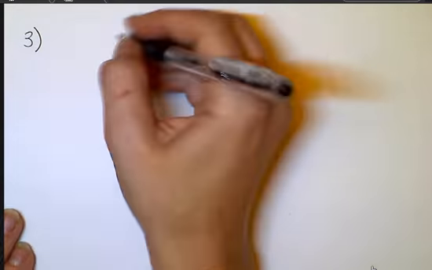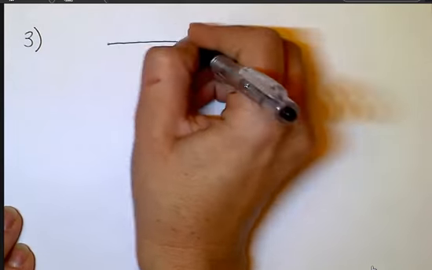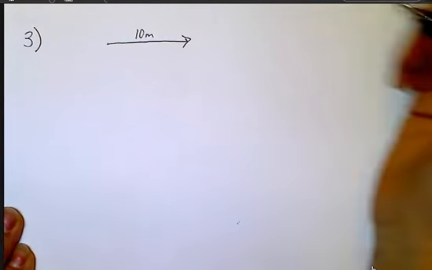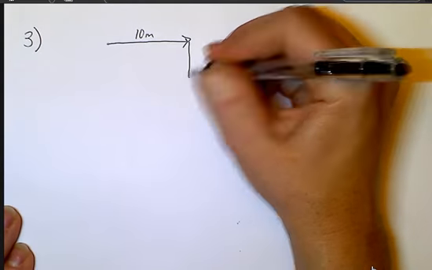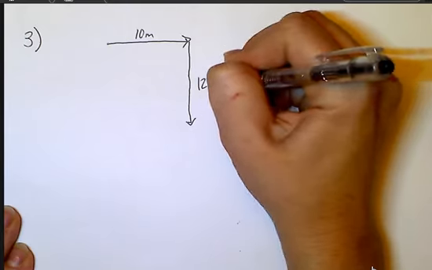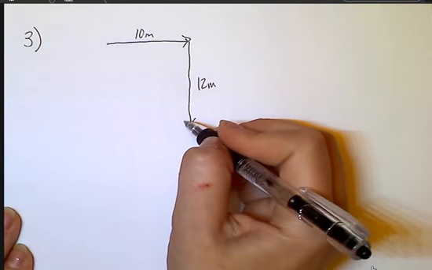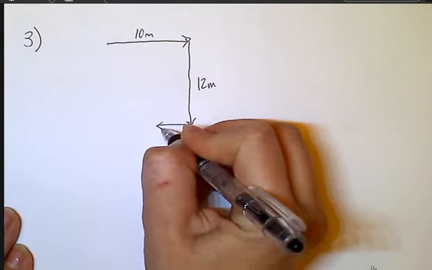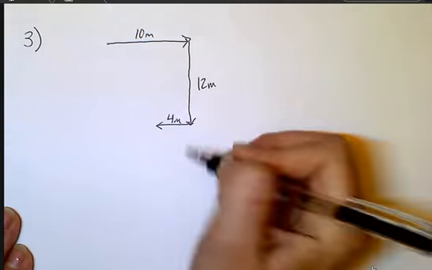So I've got 10 to the east, and then 12 to the south. You want it to generally be to scale. And then back 4 to the west, and then another 7 south.